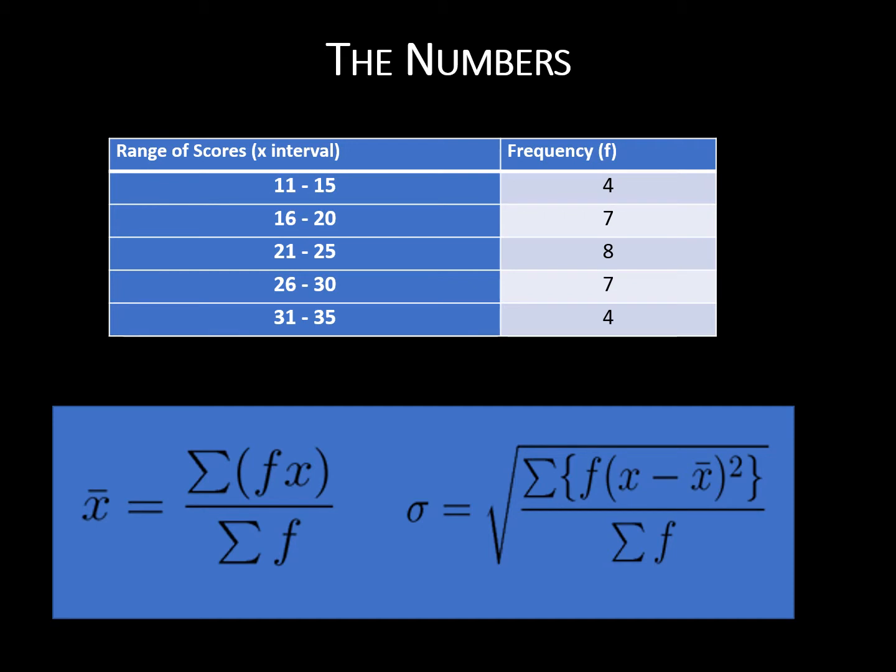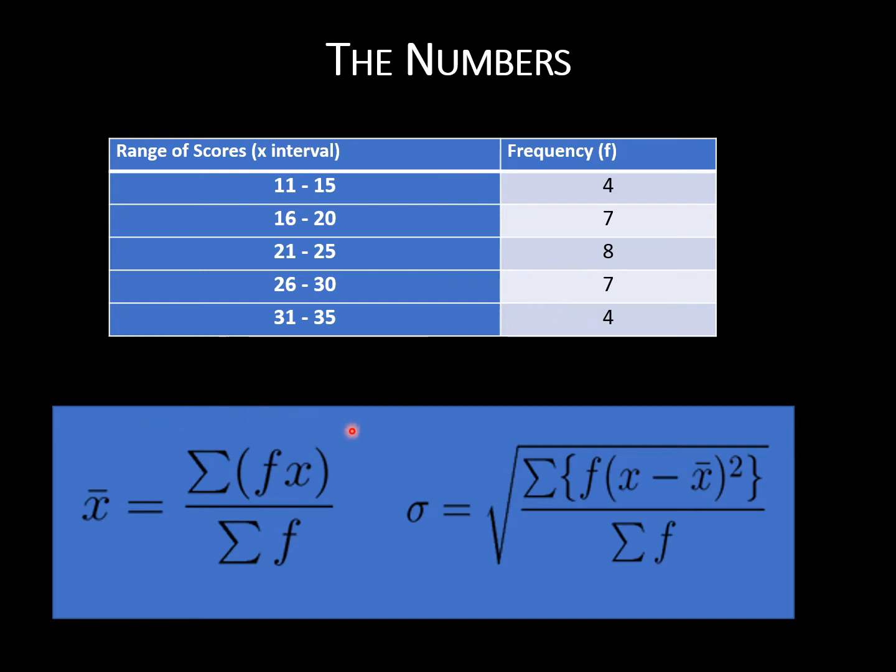This is the grouped data here. For instance, 4 smoke between 11 and 15, 7 smokers between 16 and 20, 8 smokers smoke between 21 and 25 cigarettes, 7 smokers smoke between 26 and 30 cigarettes, and 4 smokers smoke between 31 and 35 cigarettes. You should add up those, and that should add up to 30.